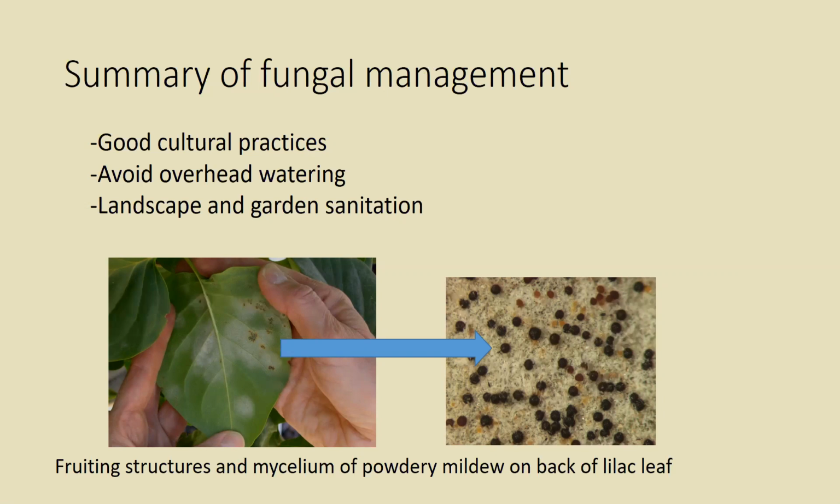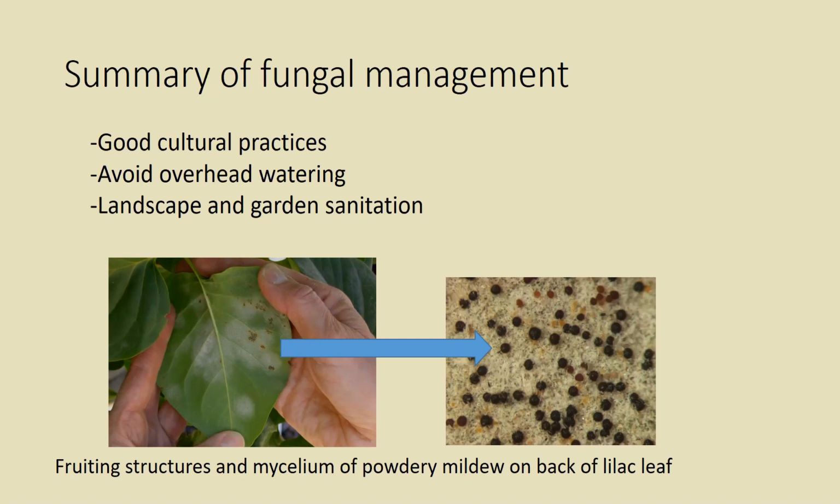You want to try to avoid overhead watering, or at least try to keep water out of plant canopies to help keep them drier. And then in the fall or winter months, clean up the plant debris, because those fungal fruiting structures can overwinter on dead plant material.